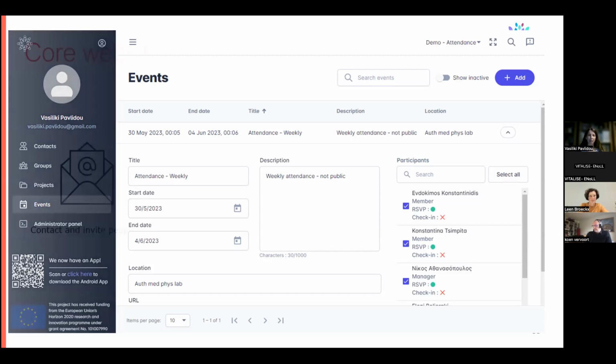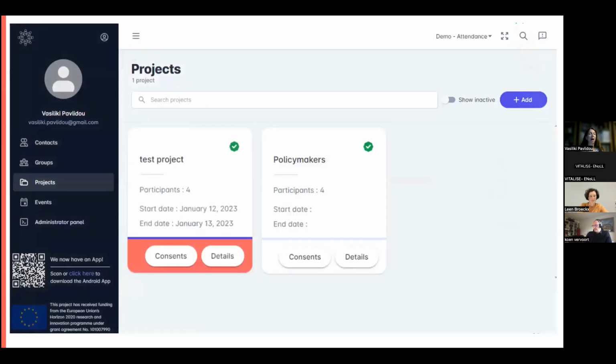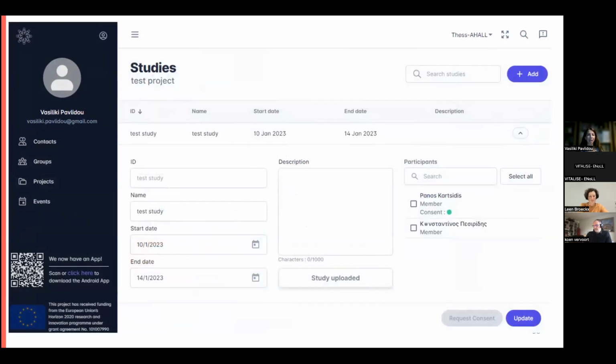2 slides more down, you can see how it looks like for the project. And then again, how it looks like if you go inside the project. 1 slide down, you can upload in the study the informed consent form, as I told you, and you can also, in this way, get a digital approval, so you can ditch the paperwork.